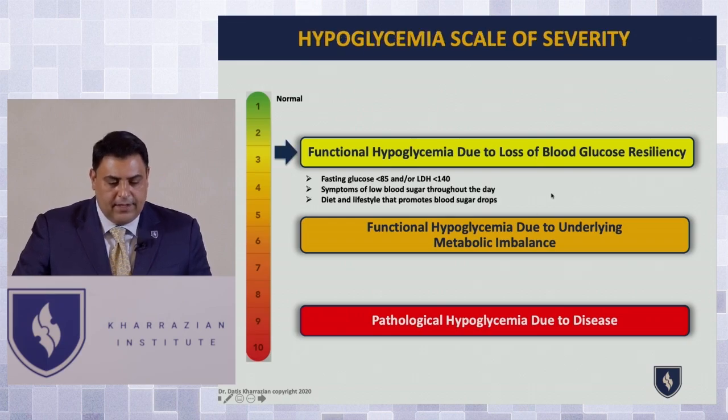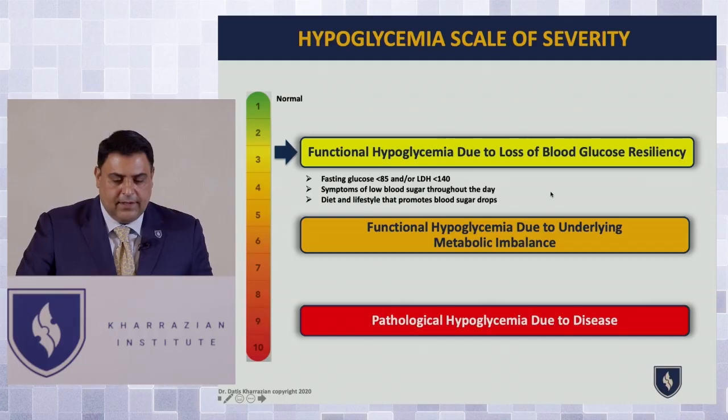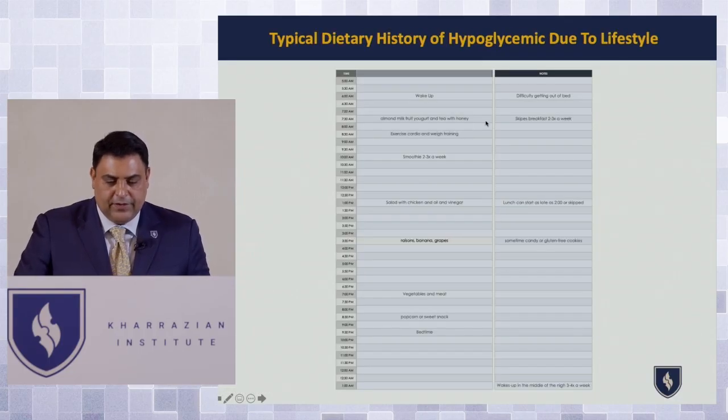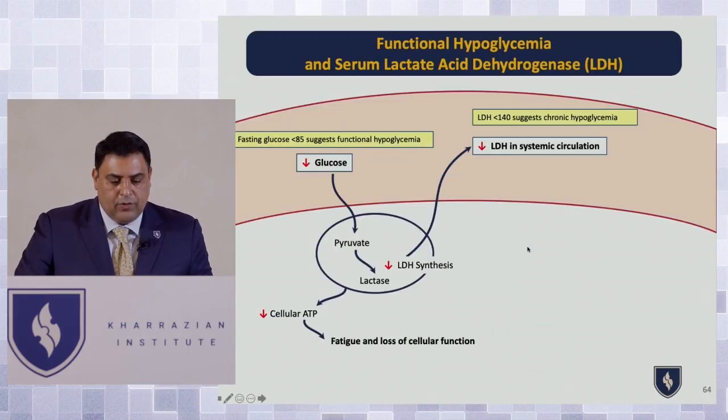The lab pattern you'll see with functional hypoglycemia is really glucose less than 85, LDH less than 140, symptoms of low blood sugar throughout the day, and diet and lifestyle that promotes blood sugar drops. That's an example of the dietary history where they're just missing meals or having simple sugars throughout the day. Glucose levels less than 85 is within most labs' normal reference range. But if you see glucose less than 85, you'll typically see shakiness, lightheadedness, irritability, and that they feel better after they eat. So this is a functional range that's pretty good.